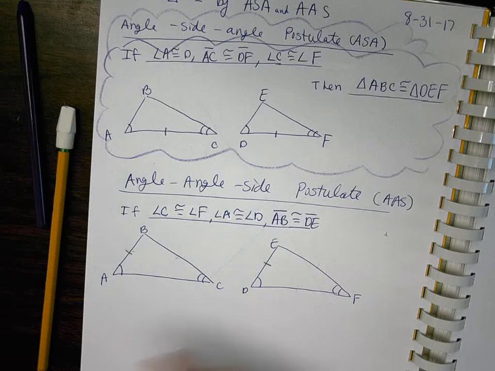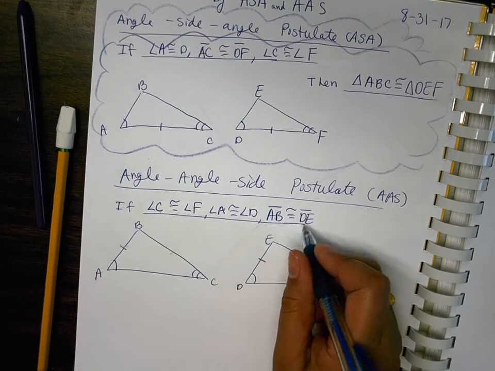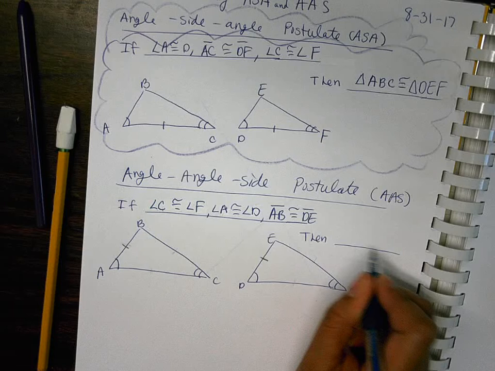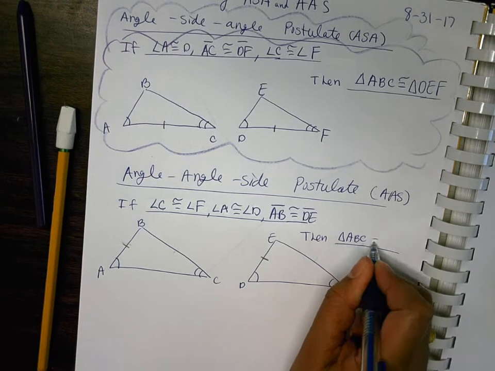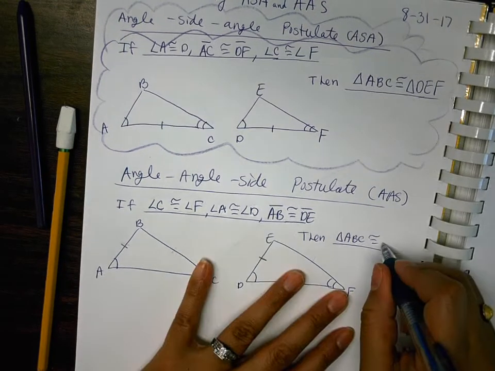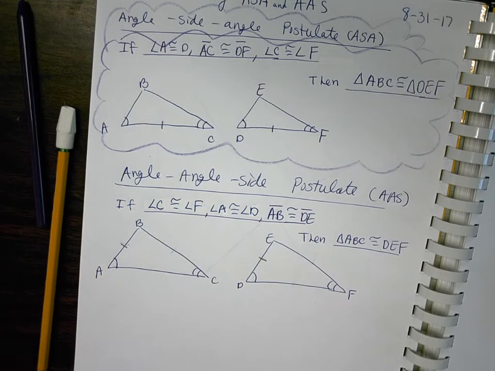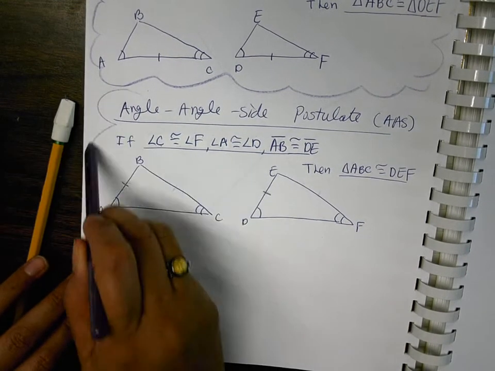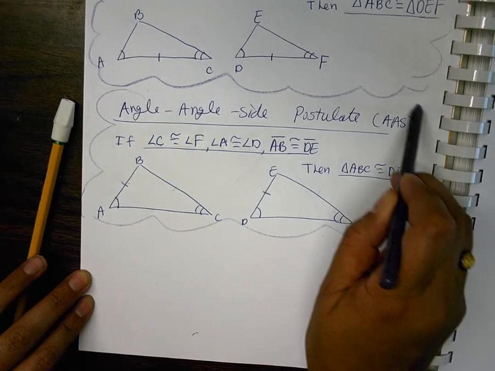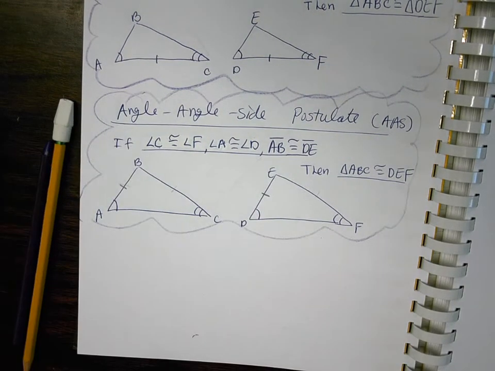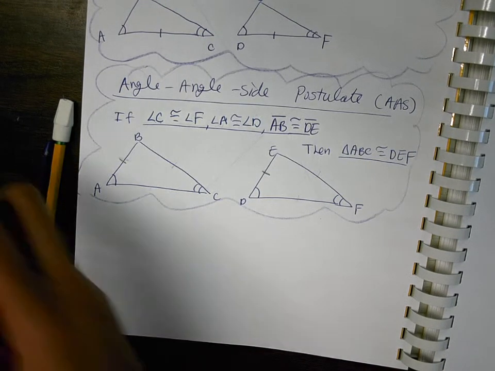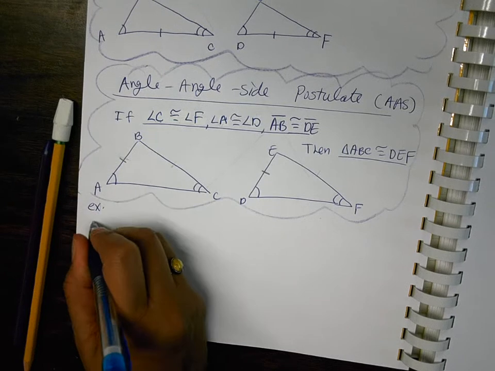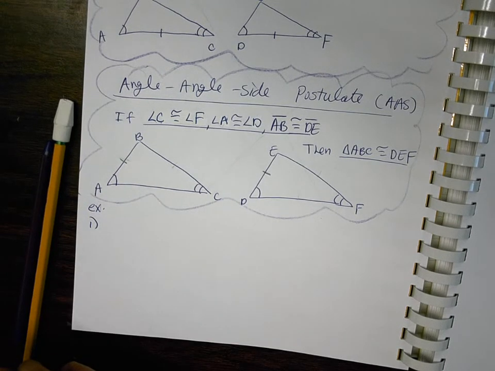Okay, if I can prove all that, then what can we conclude about the two triangles? Then triangle ABC is congruent to DEF, and it has to be in that order. Questions on angle side angle or angle side? All right, so remember the order does matter. Examples. Is there a question? Okay.